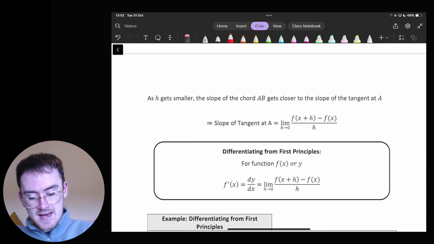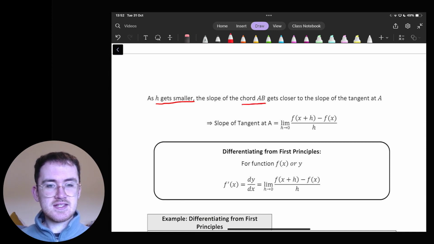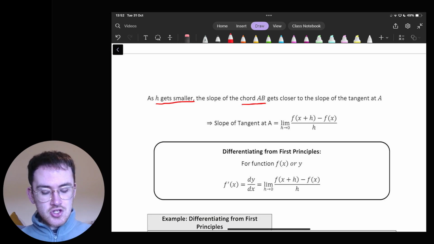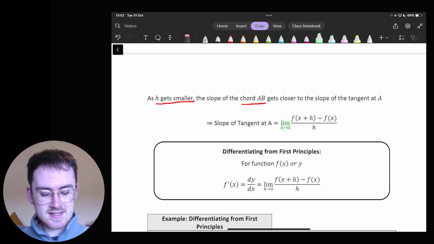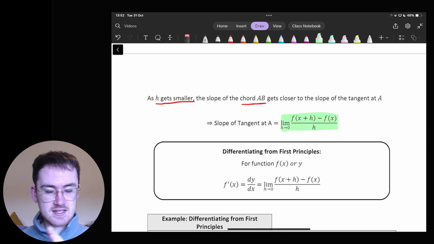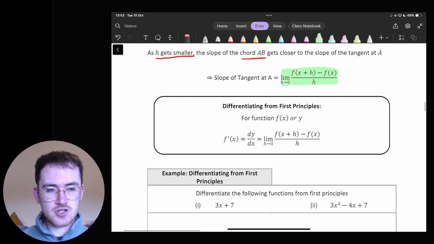So as we said, as h gets smaller, the slope of my chord, the slope of that line from A to B, gets closer and closer to being the slope of the tangent at A. So in order to write that in maths terms, we write it as the limit as h goes to 0, where h is that distance between A and B. As that gets closer to 0, I will get the slope of my function. And that is the key for differentiating from first principles.